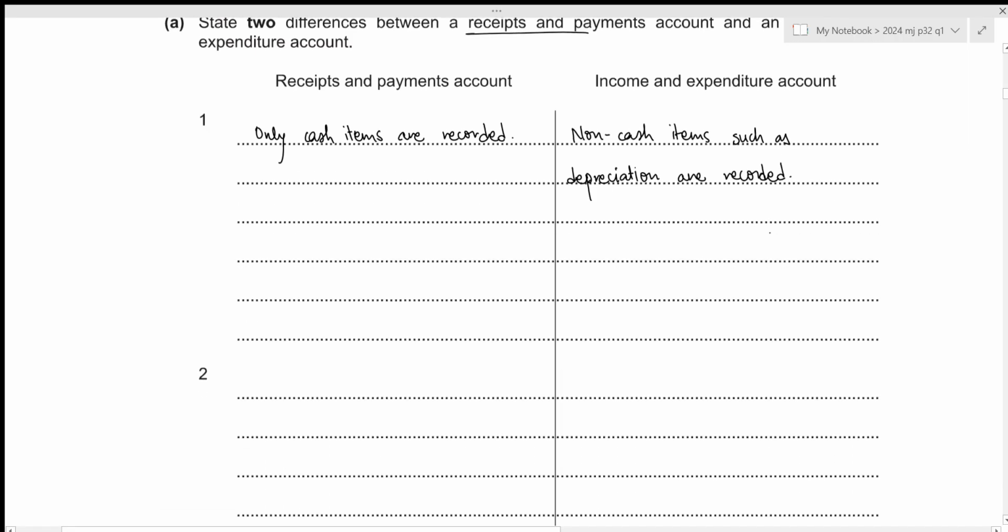For the second difference, within our receipts and payments account, we can record both items of the capital nature as well as revenue nature, whereas within the income and expenditure account, only the items of revenue nature are recorded. Let's write it down. Items of capital nature and revenue nature are recorded. And within the income and expenditure account, only items of revenue nature are recorded.